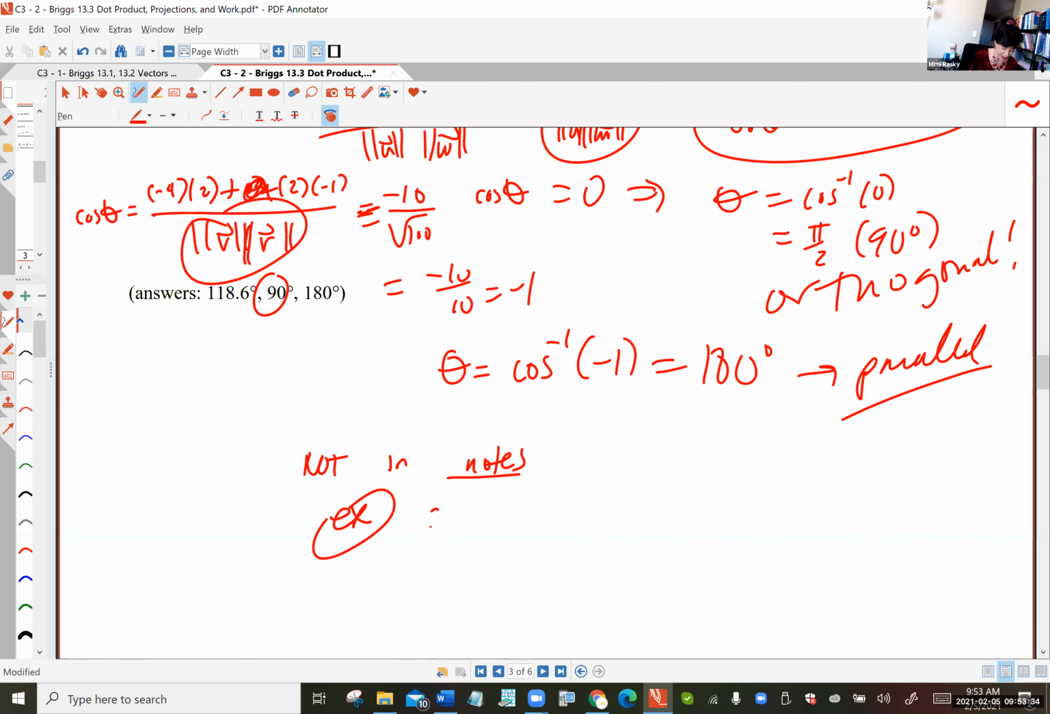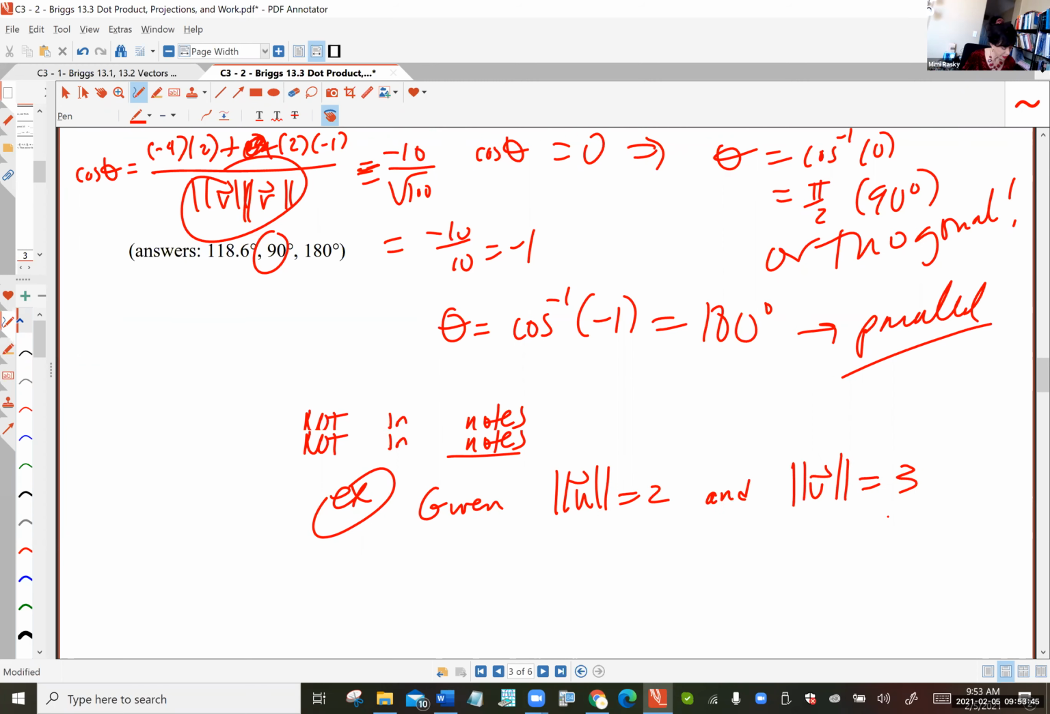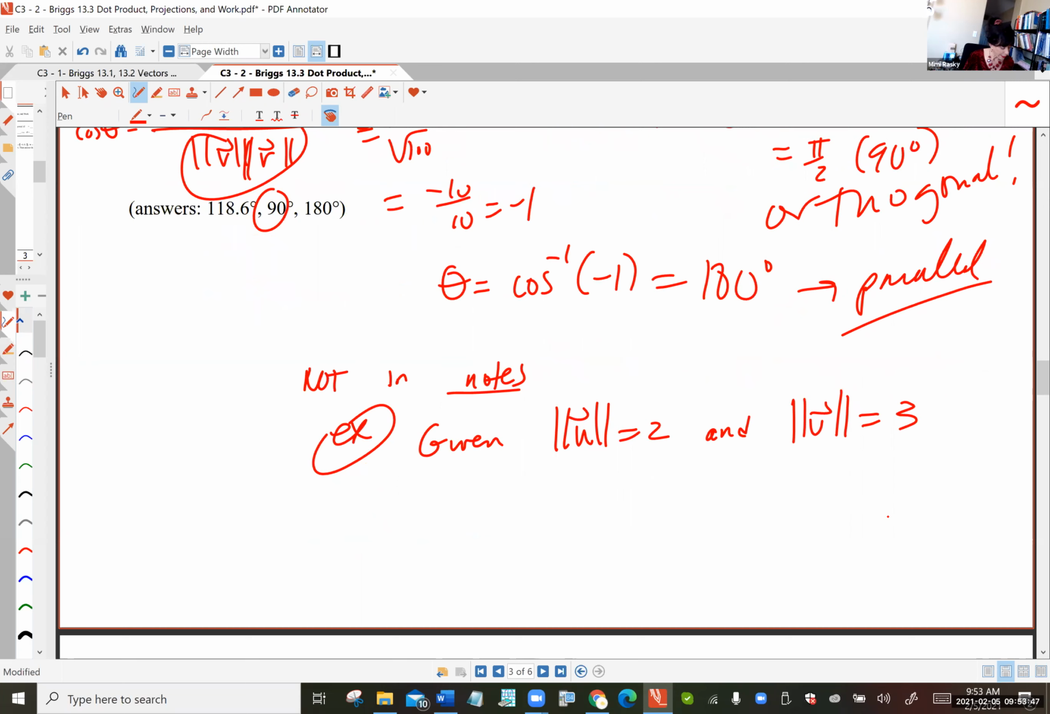Suppose you're given some vector named u, and they're only giving you his magnitude, 2, and some other vector, say named v, his magnitude is 3. And let's say the angle between them, they're giving you that, is pi/4. Find u dot v.